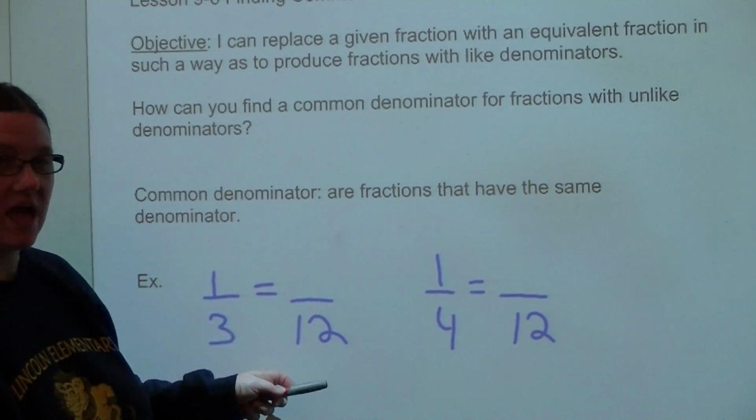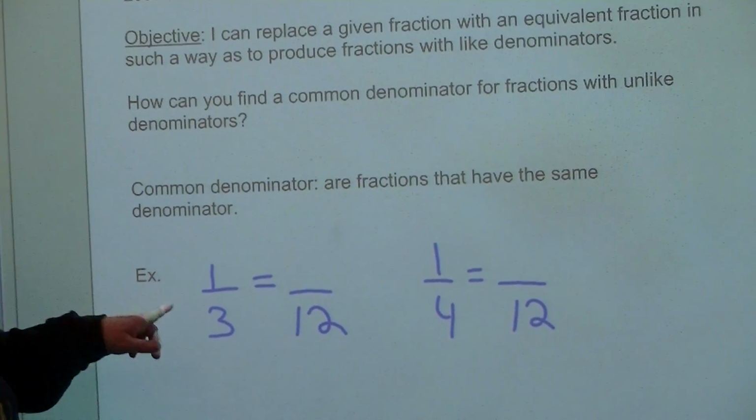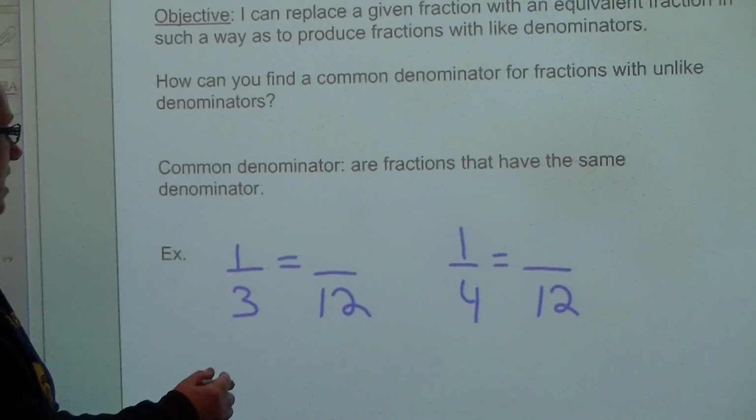Just again to re-explain how they got the 12ths. 1/3 to equal something out of 12. This is your equivalent fractions. How did we go from 3 to 12? What did we multiply by?